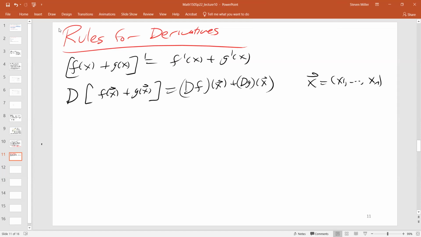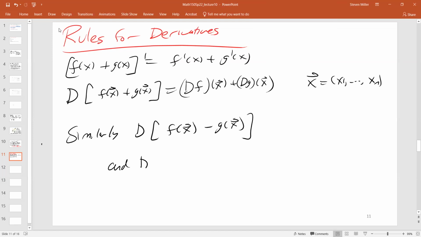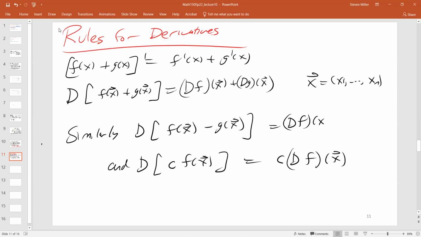And the proof is really the same. Because it's a sum, when you do all the calculations and all the limits, it follows the same way. Similarly, the derivative of f of x minus g of x would just be the derivative of f minus the derivative of g. And the derivative of c times f of x is just going to be c times the derivative of f. So these are the easy ones.